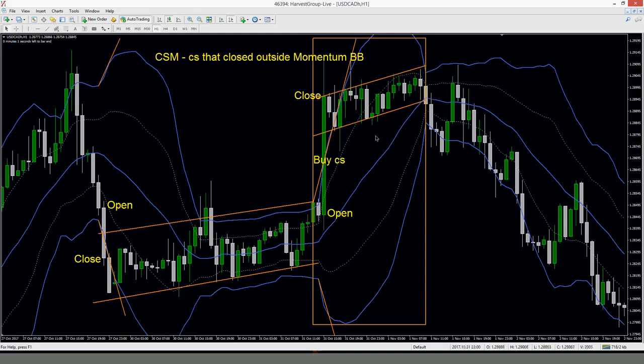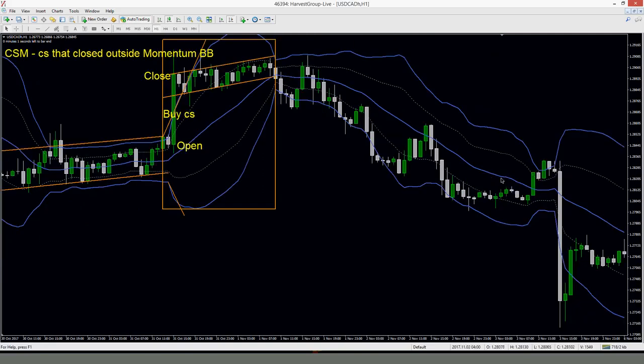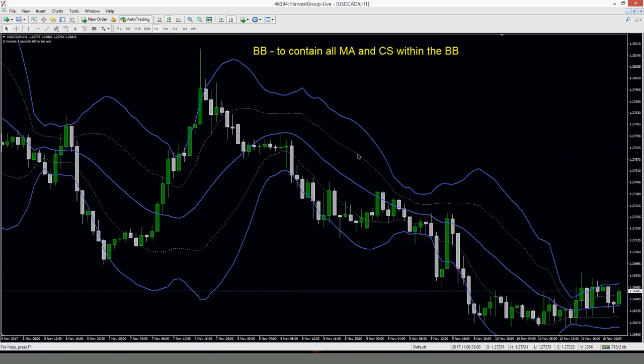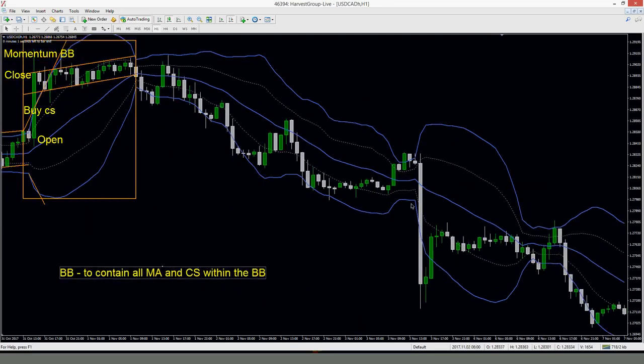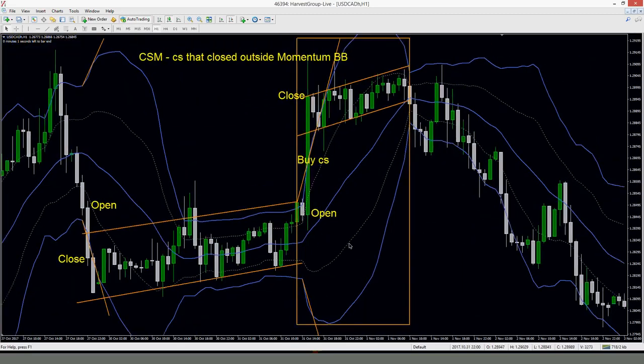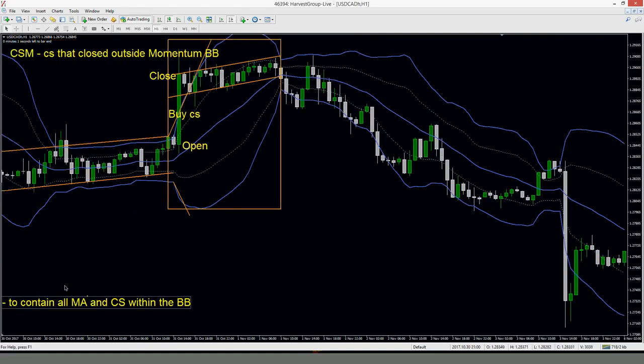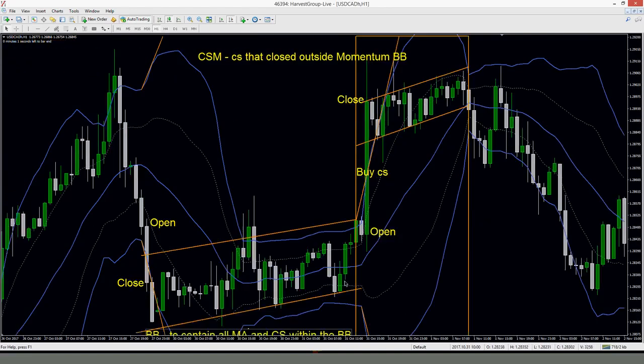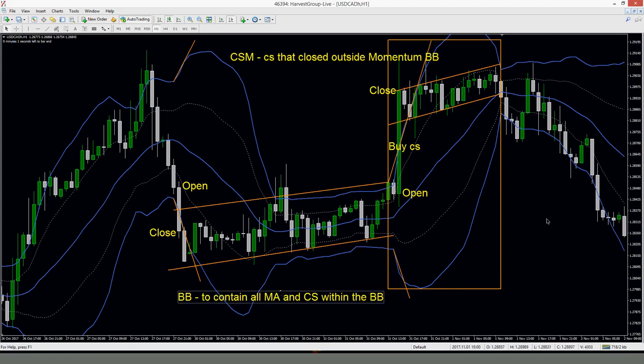So first thing is, we need to return back here to know that the bollinger band, its main function is to contain all moving averages and within the BB. Okay, let me just put it over here. Okay, I just lost it. Okay, so now we have everything in place. So the main function of the bollinger band is to contain all moving averages and the candlestick within the BB.